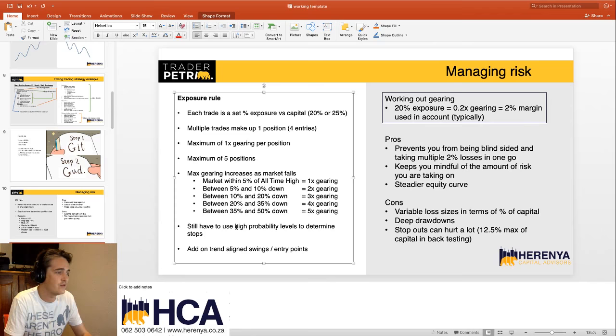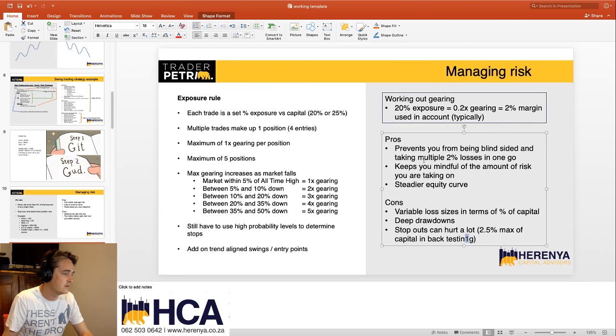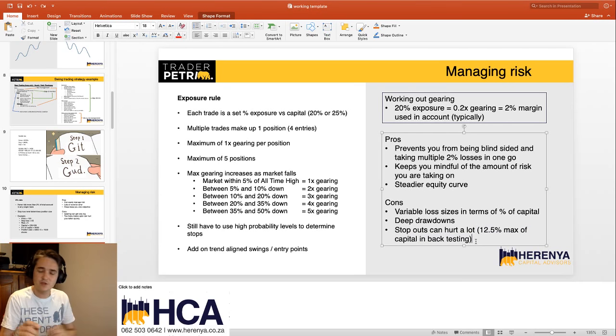The con is that you have variable sizes of losses in percentage of capital. So if you eventually stop out, you can see that I've stated there's a 12.5% max capital risk in the back testing that I've done on the system. Okay, so that's quite a bit, right? So if you use these brackets and you buy MTN and it falls 5%, you buy more and it falls and you buy more and it falls, and every time you buy the same amount of exposure, by the time you stop out, you lose 12.5% of your capital in one trade, which is huge.